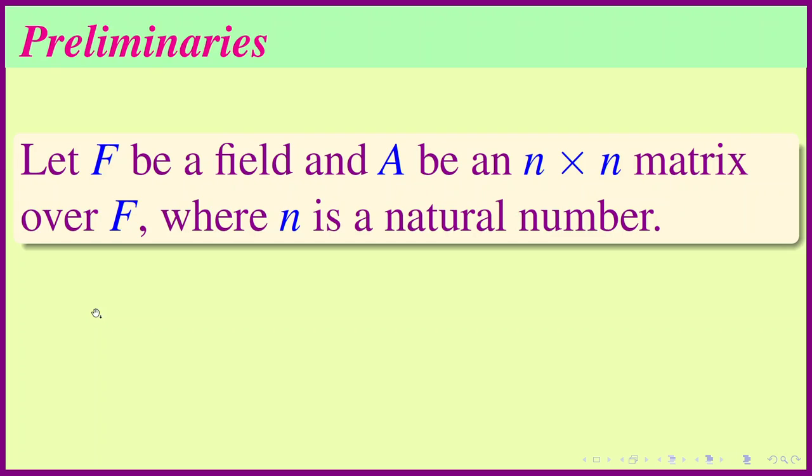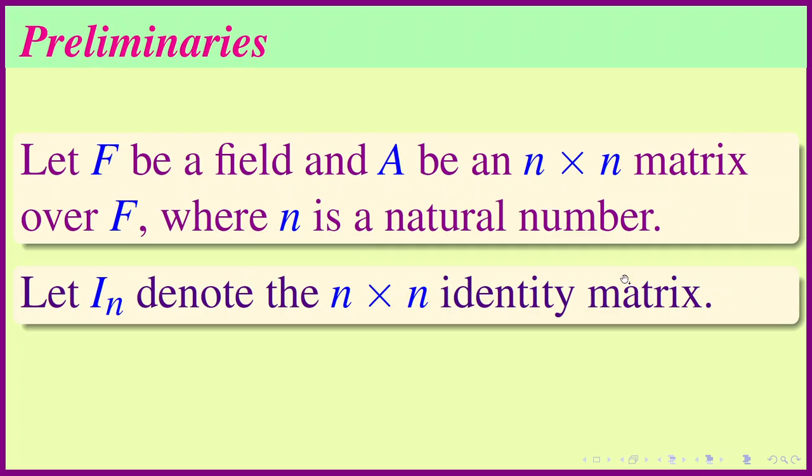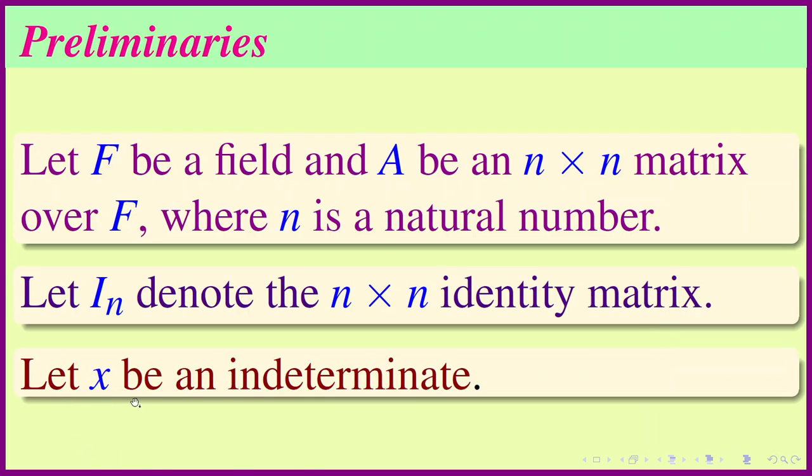So we need some preliminaries. Let F be a field and A be an n cross n matrix over the field F, where n is a natural number. Let In denote the n cross n identity matrix. Let X be an indeterminate.